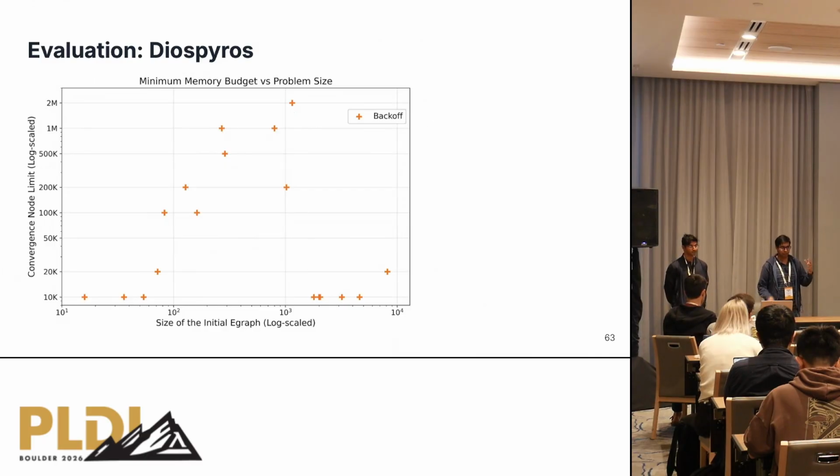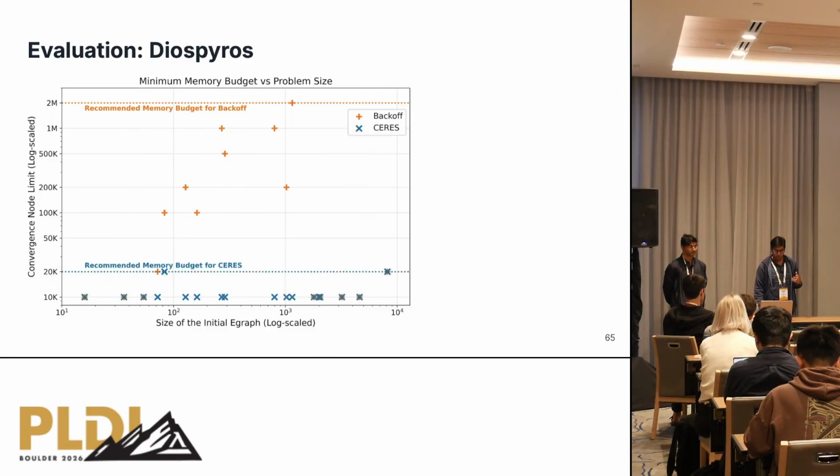We did another analysis on, again, DSP kernels, but this time plotting them with the x-axis being the problem size, or the eGraph size, for individual DSP kernels, and the y-axis being the node limit needed to reach cost convergence. So we saw that we need a 2 million node limit to achieve good quality expressions for all DSP kernels when you are using backoff. For CERES, we were able to do the same and reach good quality expressions at just 20K for all DSP kernels. So around 100x lower memory budget is needed for the developers when they want to benchmark these DSP kernels.